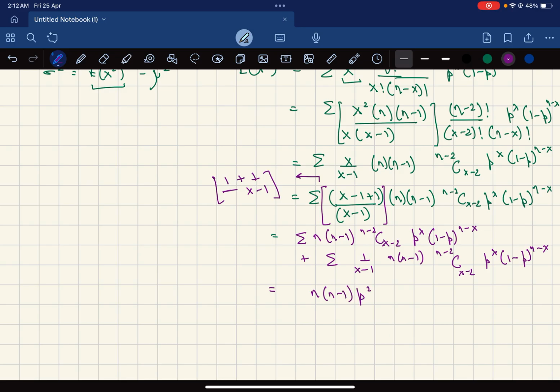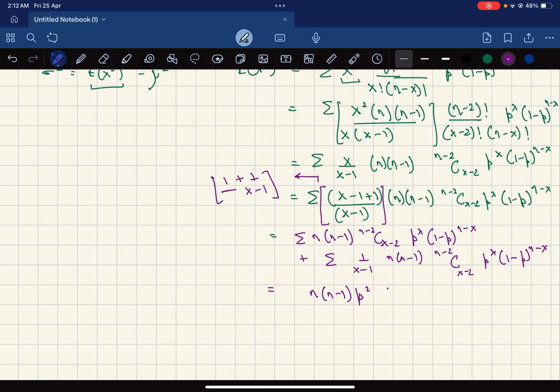Now this could be written as, so we just bring n into n minus 1 and p square out in the first summation, and we are left with summation of n minus 2 c x minus 2, p raised to power x minus 2, 1 minus p raised to power n minus x. And for the second summation, we only bring out np, and we are left with summation of, so this x minus 1 and n minus 1 are again multiplied with this particular combination operator to get n minus 1 c x minus 1, and p raised to power x minus 1, since we brought only p out in this case, 1 minus p to the n minus x.